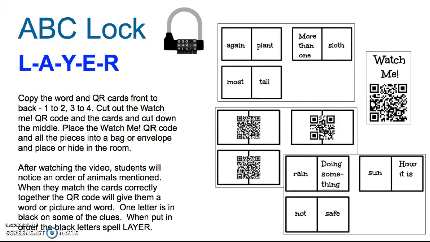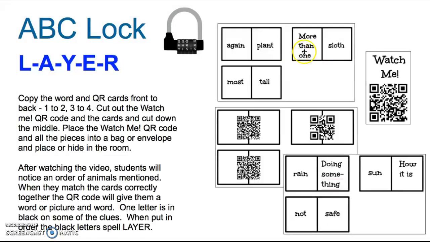For the ABC lock, you're going to have these QR codes that are going to be cut out. Make sure that you copy them 1 to 2 and 3 to 4, so that way the correct QR code is on the back of each card. Once you copy them front to back, cut them out and cut them straight down the middle. Place all of the word puzzle pieces inside of a bag or envelope and place it somewhere in the room or hide it.